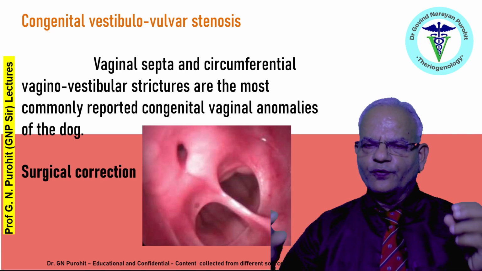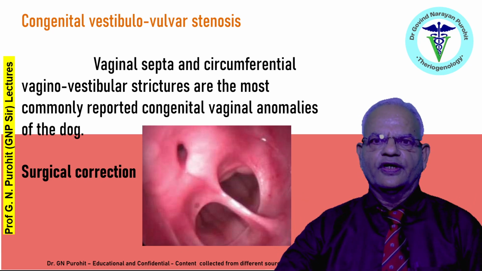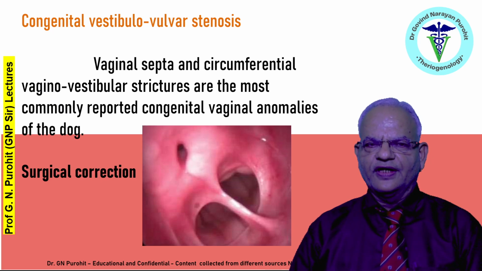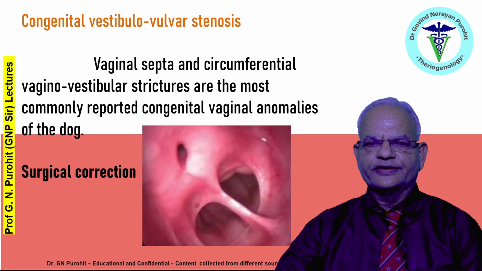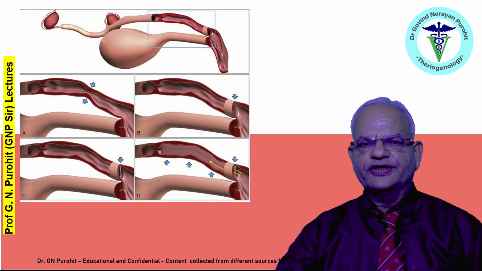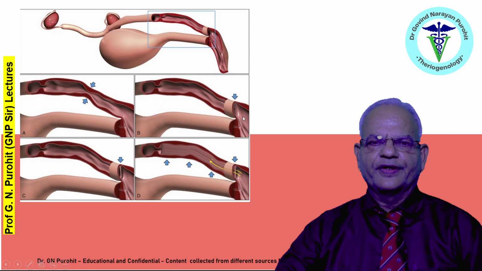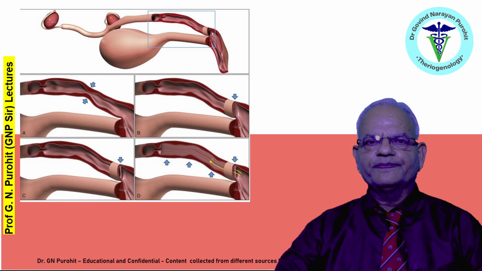Then congenital vestibulovulvar stenosis is the most common cause of mating problems in the dog, and vaginal septa and circumferential vaginal vestibular strictures are the most commonly reported congenital vaginal anomalies. As you can see here, there is a band of tissue obliterating the passage and thus causing mating problems. So this can be corrected surgically. These strictures can be present anywhere in the vagina, and for detecting them, sometimes you can go in for contrast radiography to detect the exact location, and perform a surgery if possible.